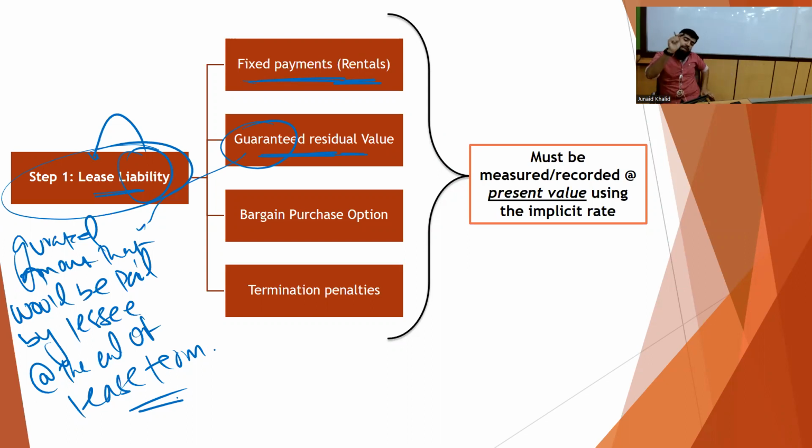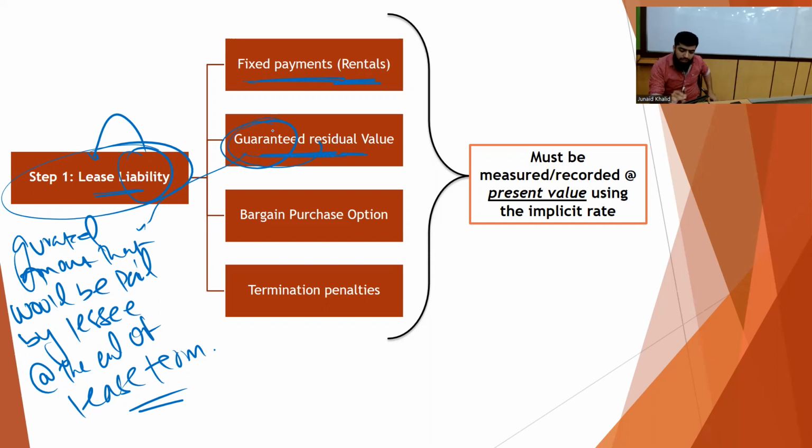Now the lessee would pay a certain amount, let's say $500,000 or $50,000 or $70,000. It means now the lessee would pay that amount to the lessor, and that amount is known as the guaranteed residual value. That is the guaranteed scrap value: at the end of the lease term, the lessee will have to pay that amount to the lessor.